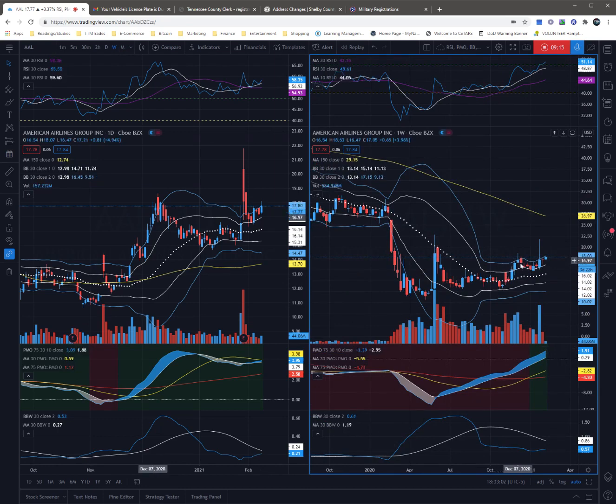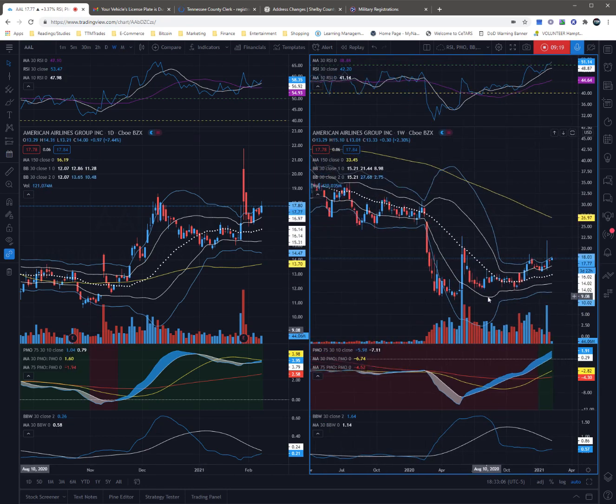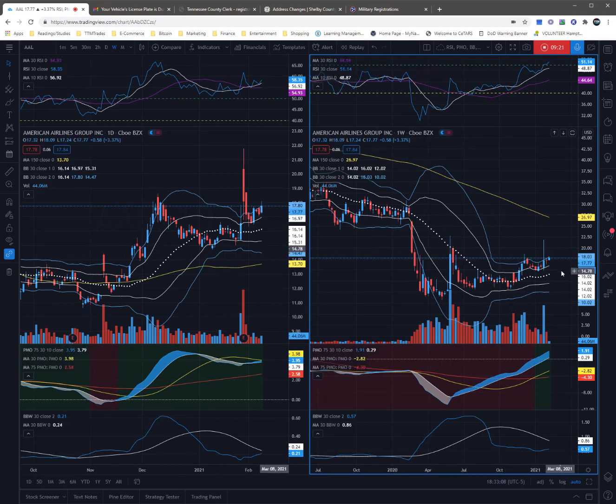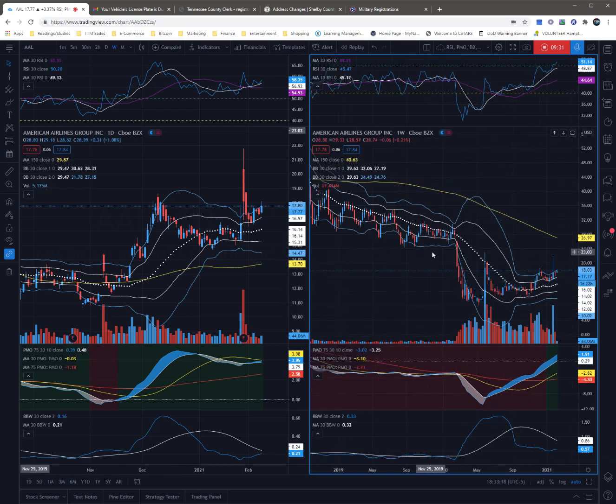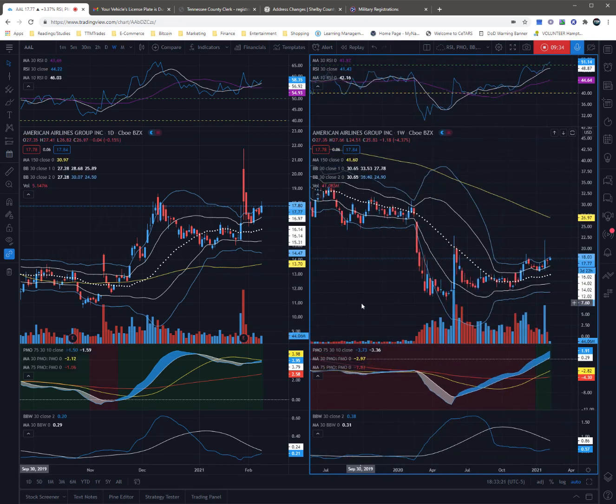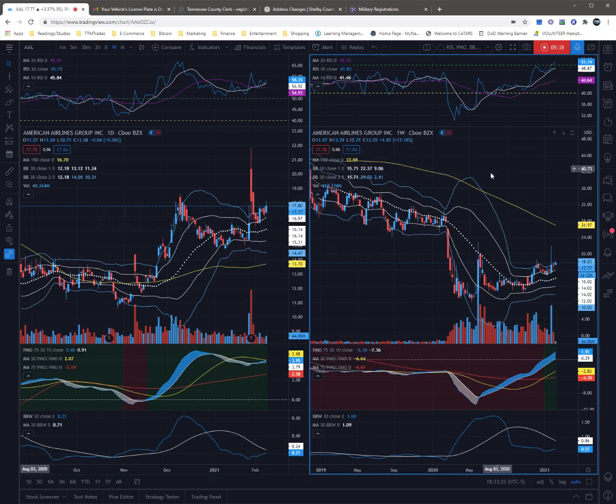But we're aiming for 25 to 26 max on American Airlines. Big institutions have come in and accumulated a lot of shares from that $8.50 to $14 range, and now they're looking to push this one back to the upside, and I don't think anyone's paying attention to it. $25 is the price target on American Airlines.